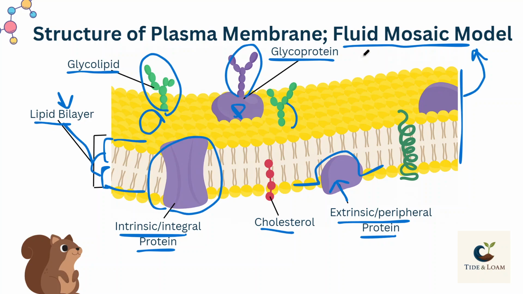And this is the structure of the fluid mosaic model. This is actually called the fluid mosaic model, that is, in the fluid of lipids, proteins are present in a mosaic manner, and that is why it is called a fluid mosaic model. Now let me help you understand it with the help of another analogy.